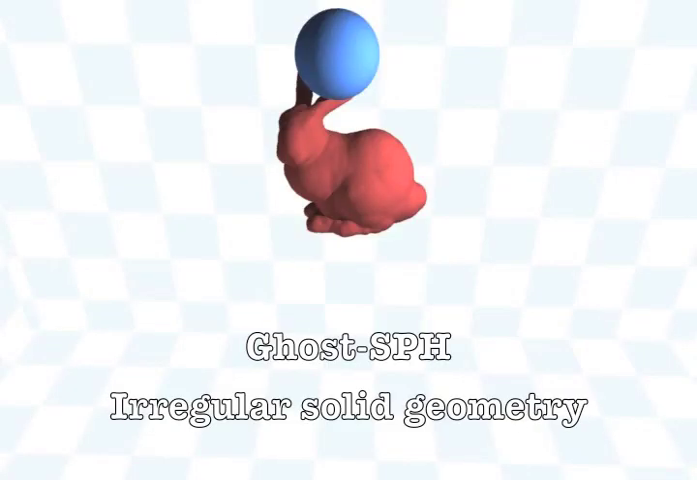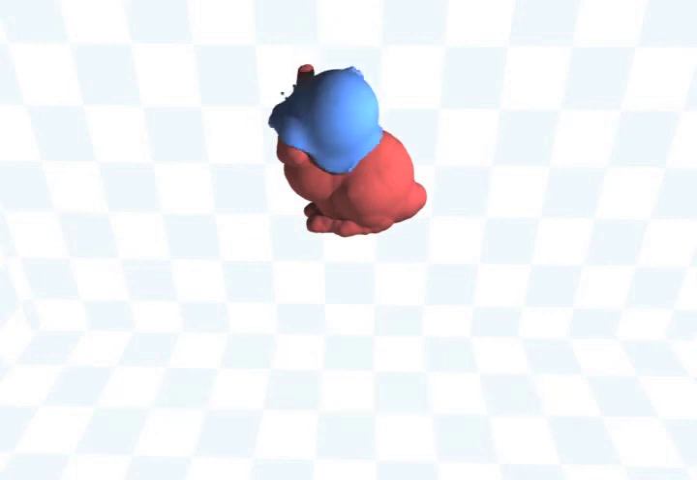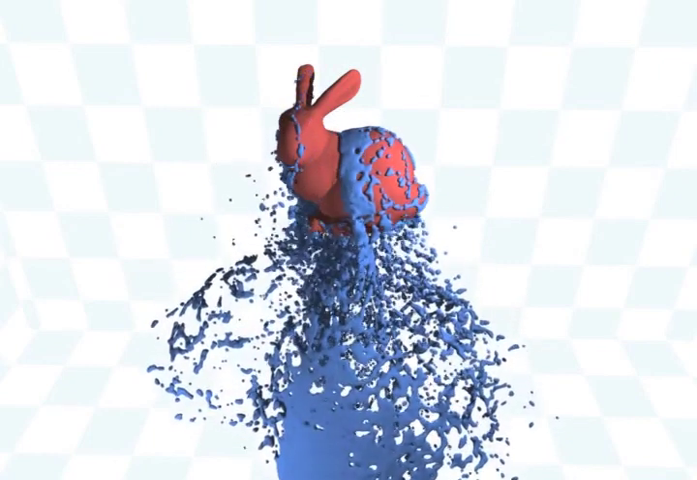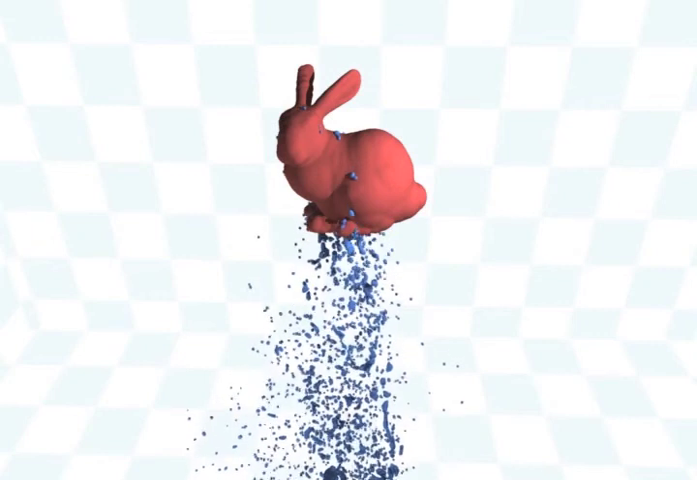Ghost SPH and our sampling algorithm work with solids of arbitrary shape. In this example, the liquid splashes and pours around the bunny, seeking minimum energy paths along the terrain of the body.